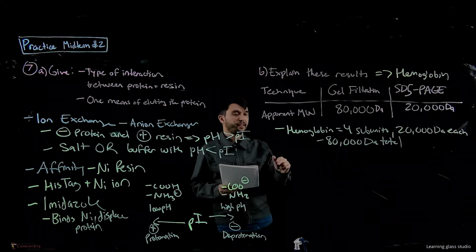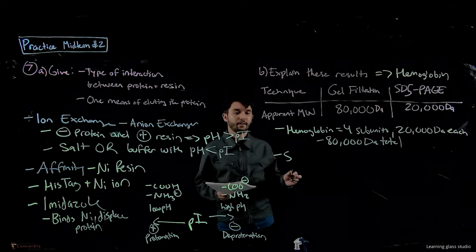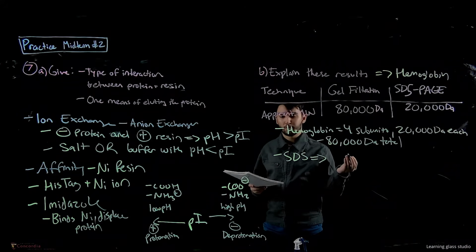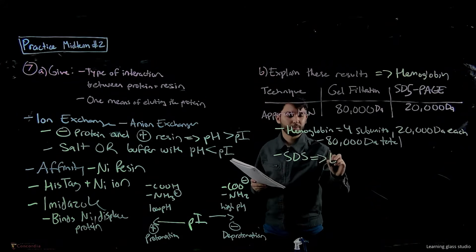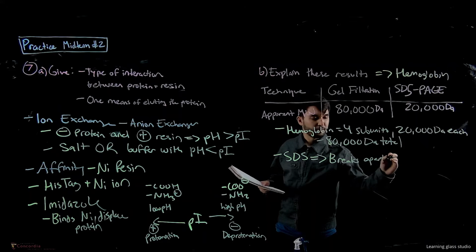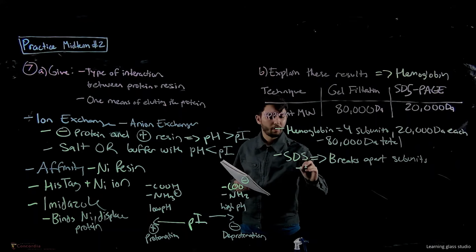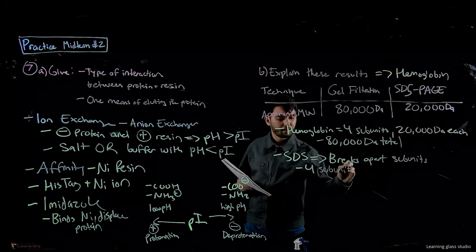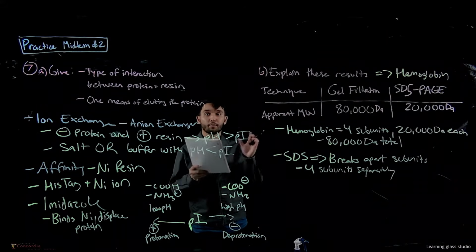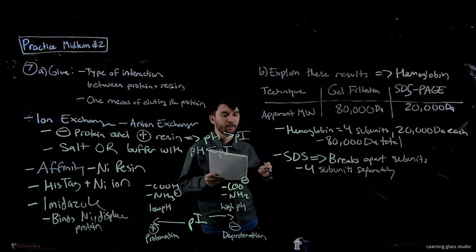Well, the difference here is that SDS-PAGE, so these were both described in the first practice midterm, so I won't go over them again in detail, but SDS-PAGE has SDS in it. SDS will denature the protein, and it will also break interactions between subunits. So it will break apart subunits. So because of that, what we are seeing here is 4 subunits separately, right? And since we are seeing the subunits broken apart separately, we are seeing the 20,000 Dalton subunits, not the entire quaternary structure.